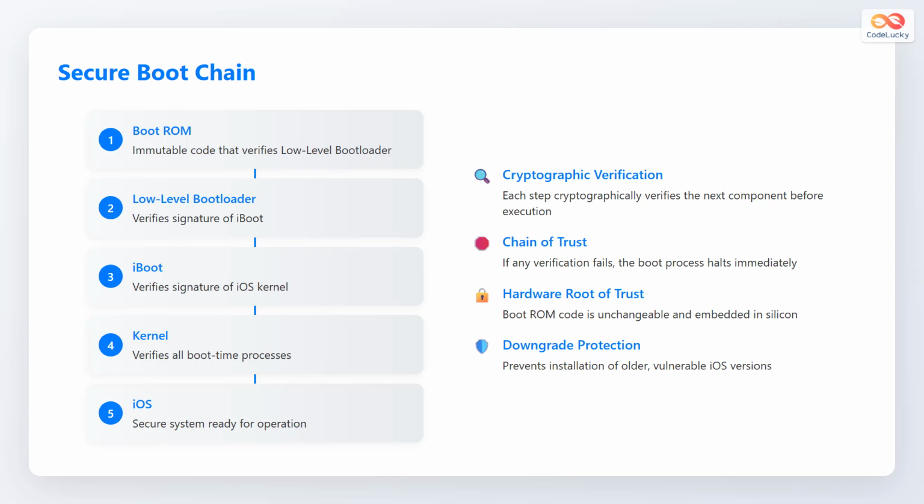Each step involves cryptographic verification of the next component before execution, forming a chain of trust. If any verification fails, the boot process halts immediately. The boot read-only memory code is unchangeable and embedded in silicon, providing a hardware root of trust. The boot chain also prevents installation of older, vulnerable iOS versions, offering downgrade protection.